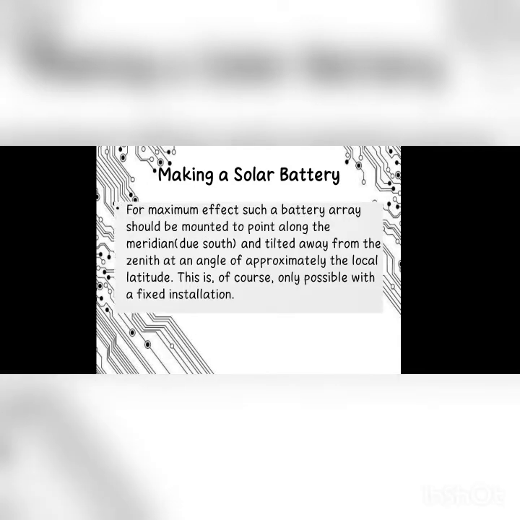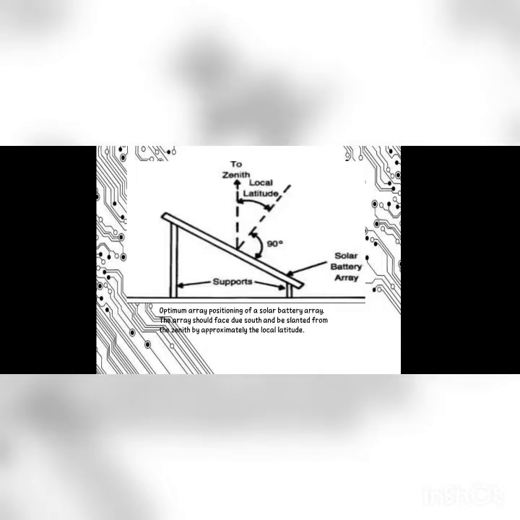For a maximum effect, such a battery array should be mounted to point along the meridian or due south and tilted away from the zenith at an angle of approximately the local latitude. This is, of course, only possible with a fixed installation. So as you can see in the picture, this is the optimum array positioning of a solar battery array. The array should face due south and be slanted from the zenith approximately the local latitude.